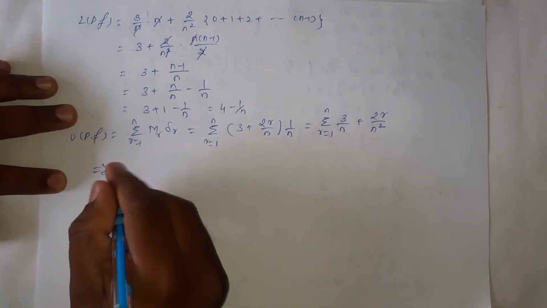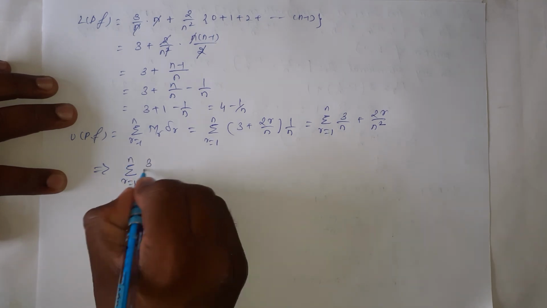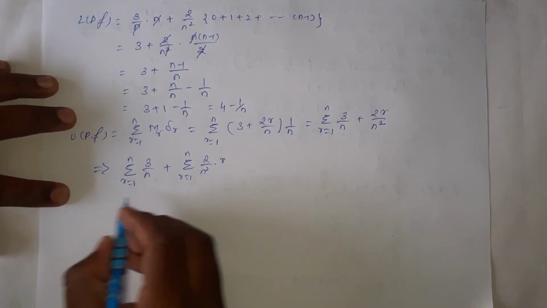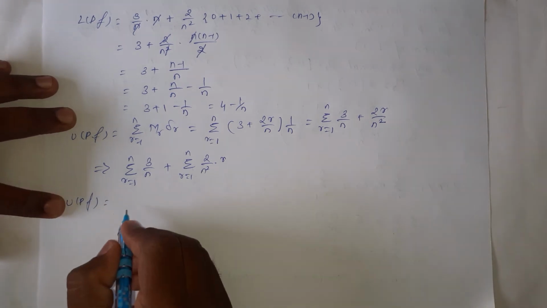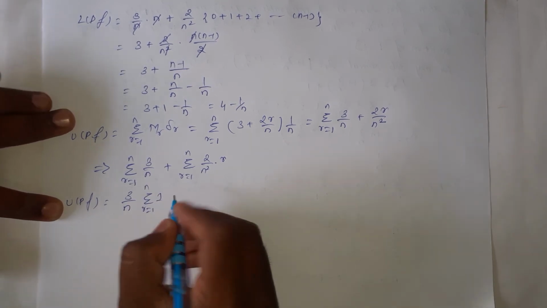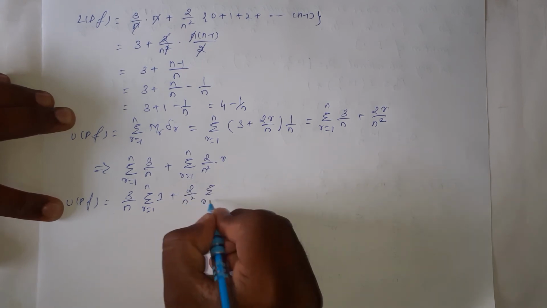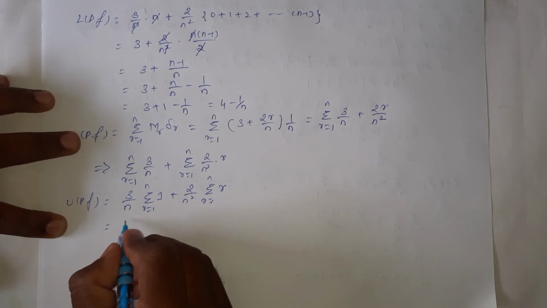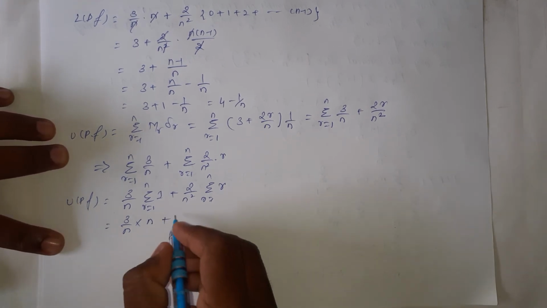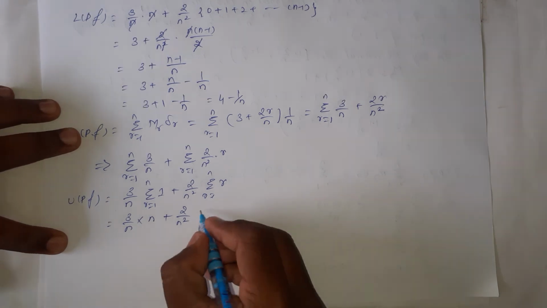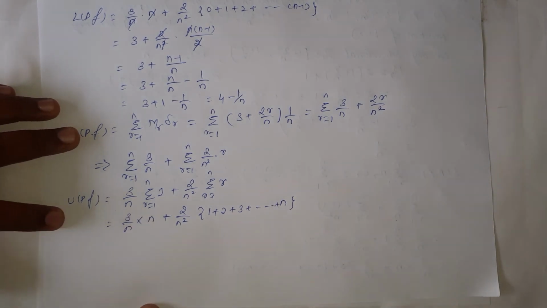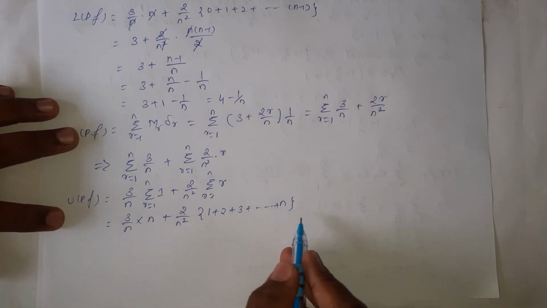Now, apply the summation separately, then it becomes summation over r is equal to 1 to n 3 by n plus summation over r is equal to 1 to n 2 by n square into r. Then here UPF is equal to, here 3 by n is constant, taking outside 3 by n summation over r is equal to 1 to n, here it will be 1 plus 2 by n square summation over r is equal to 1 to n r, then it is equal to 3 by n into. So, this becomes n because we are adding 1 n times. So, therefore, that becomes n, then 2 by n square, here it becomes 1 plus 2 plus 3 up to n because r is taking the values from 1 to n. So, therefore, it becomes 1 plus 2 plus 3 up to n.